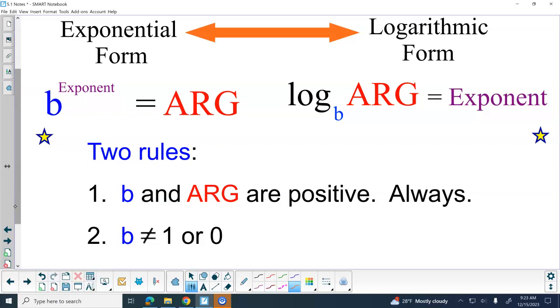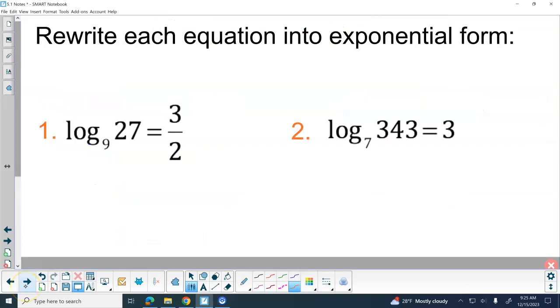Because starting on Monday, if we have an exponential equation, we're going to put it in logarithmic form to solve it. If we have a logarithmic equation, we're going to put it in exponential form to solve it. This is the entire Unit 5 right here. All right, so let's get into practice of rewriting.